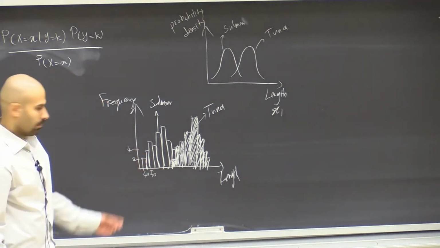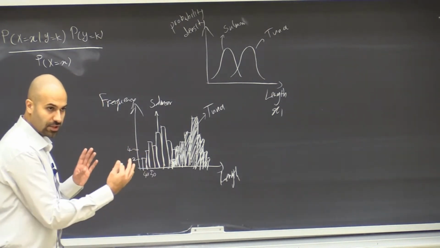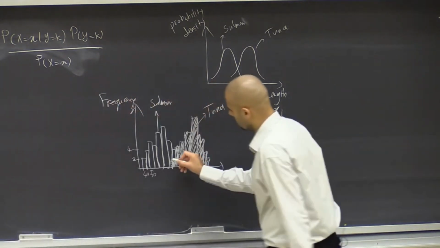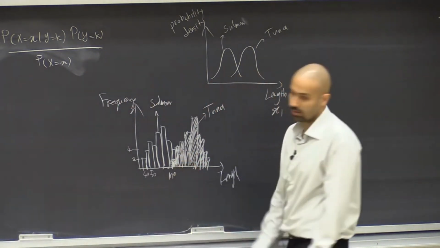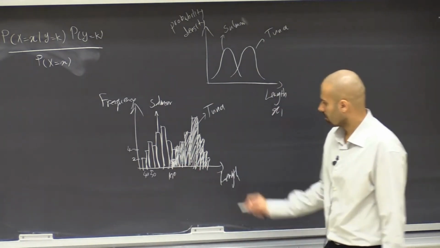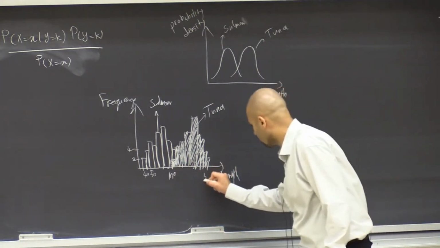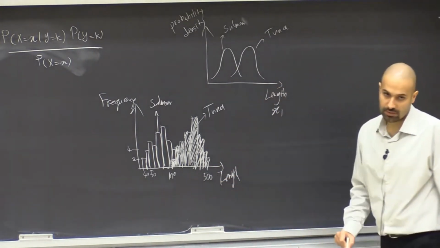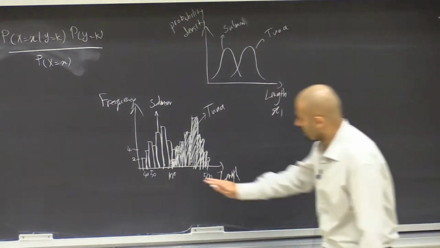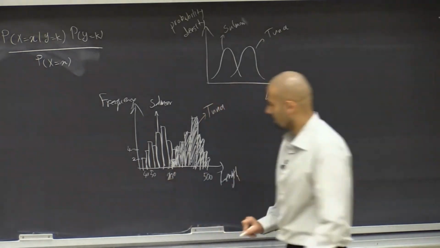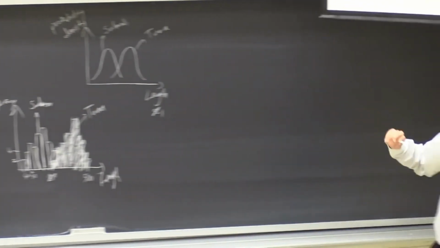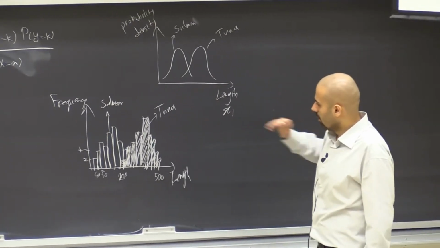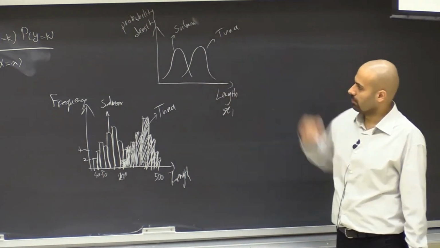But we don't have such tiny fish for tuna, right? The smallest tuna that we caught was 100 centimeters maybe. And let's say tuna could be up to 4 or 5 meters, so 500 centimeters. For salmon, to be more realistic, there's also 2-meter salmon. So from this historical data, we have these 2 probability densities.